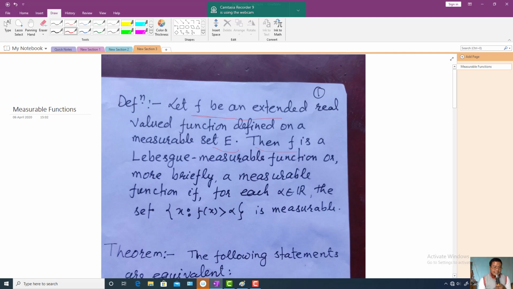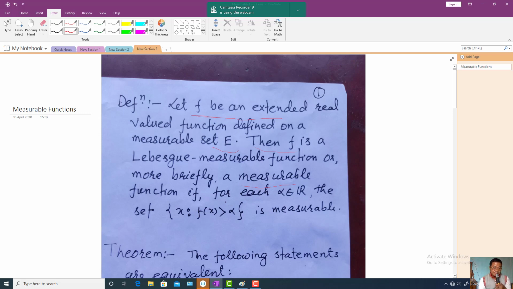So Lebesgue measurable function is very lengthy. People prefer some brief name like just measurable function. Instead of Lebesgue measurable function we will use measurable function. Then f is a Lebesgue measurable function, or more briefly a measurable function.